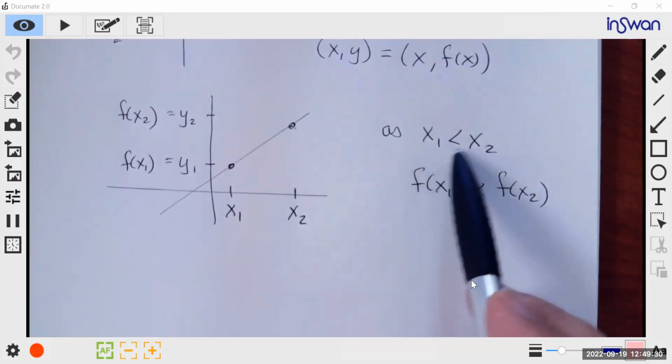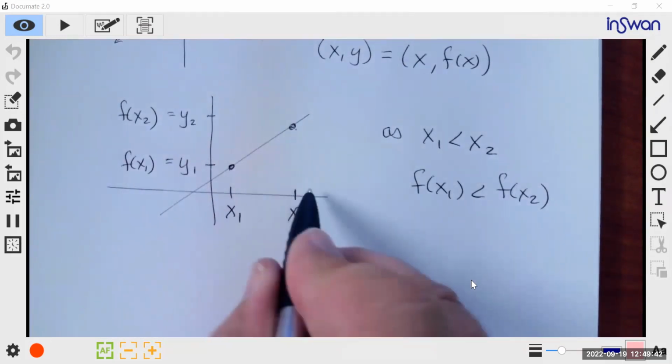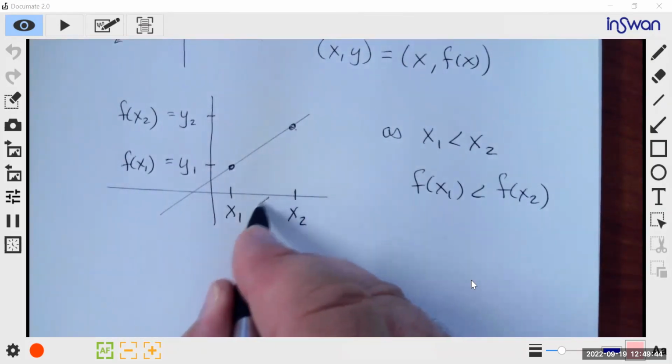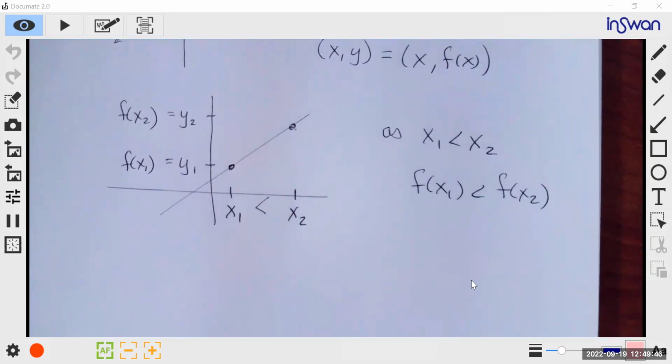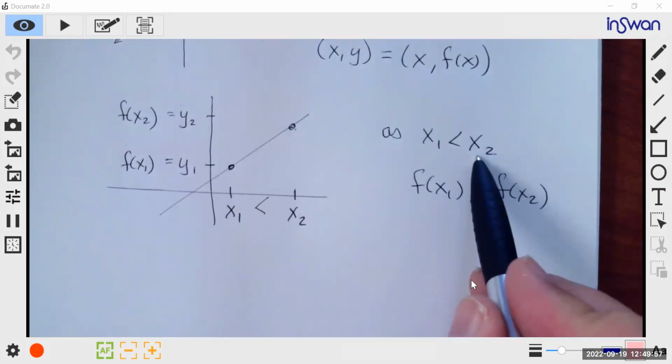What does this mean? x1 is less than x2. What does that really mean on a number line? Yes, that's a good way of looking at it. Another way of looking at it is x2 is further to the right. x2 is greater than x1. Anything to the right is bigger than anything to the left. So as long as the second point is to the right of the first one, that satisfies that.